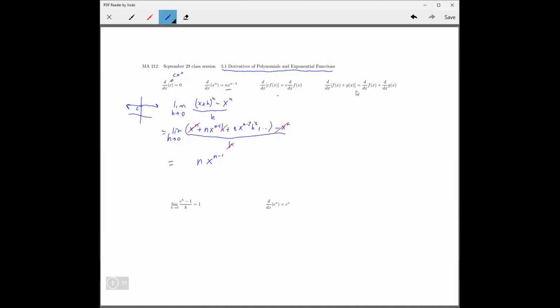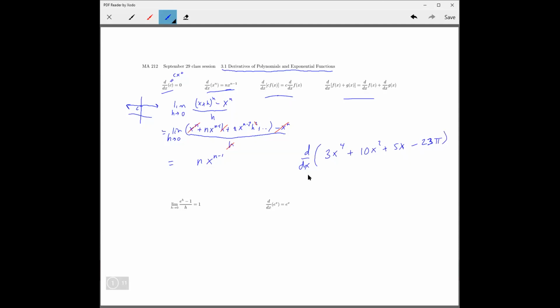Okay, so that was a bunch of rules. Using all of these, you can take the derivative of any polynomial. For example, if you had 3x to the 4th plus 10x squared plus 5x minus 23 pi.